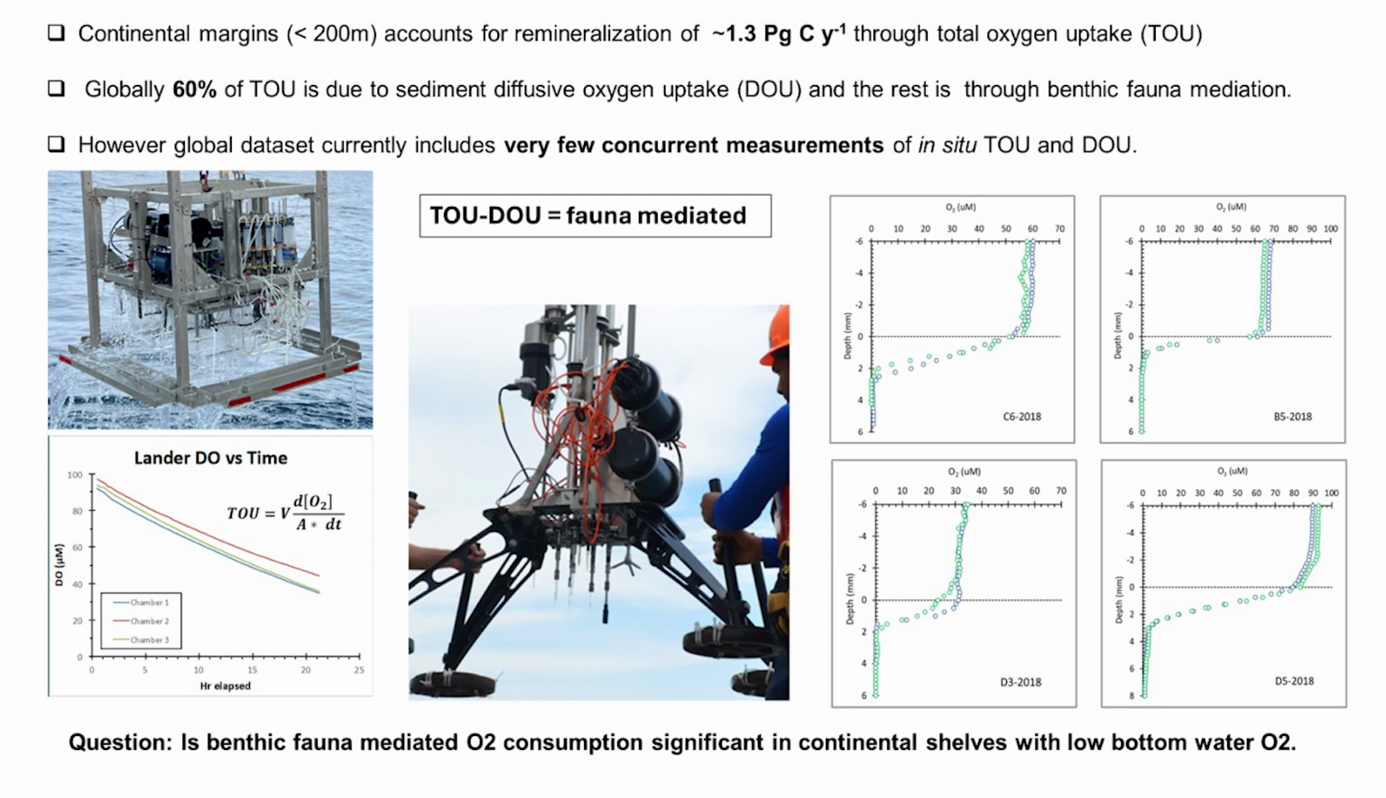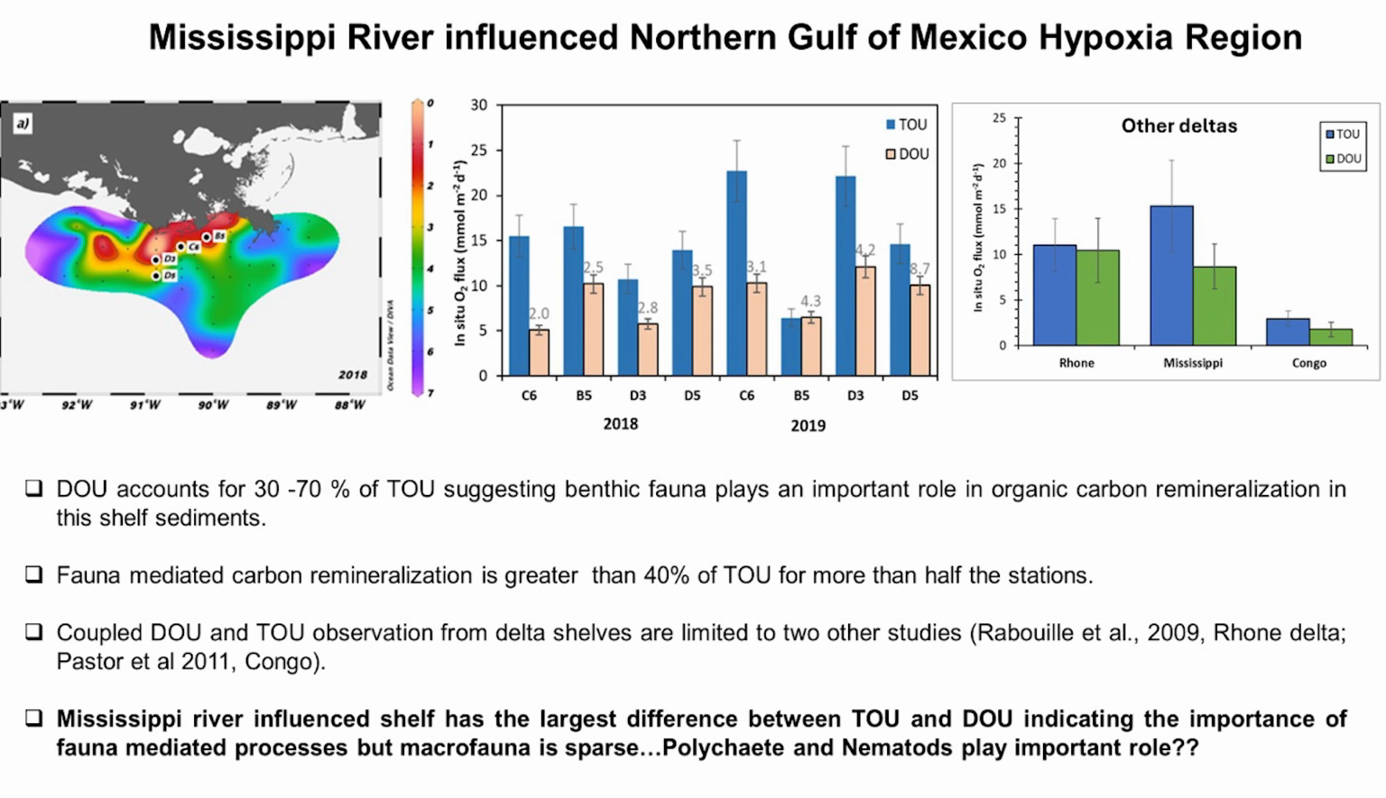So we went out and did this work 2 years in the hypoxia zone in the Gulf of Mexico. The red area is the hypoxia where the bottom water is less than 2. And here is the data. Blue is our TOU, total oxygen. Purple is your DOU. And the numbers are the oxygen penetration depth, 2 millimeter, 2.8 millimeter.